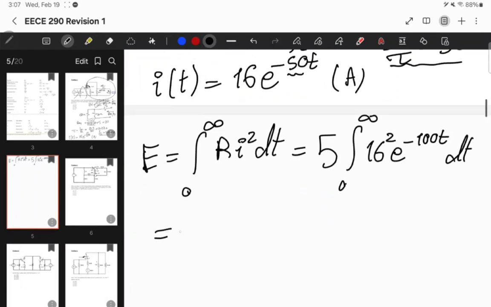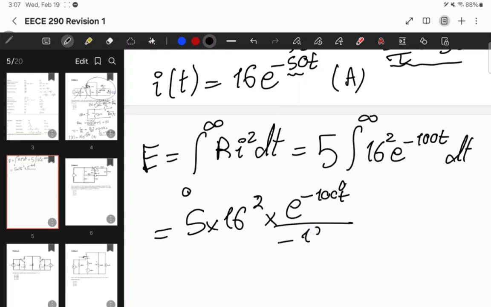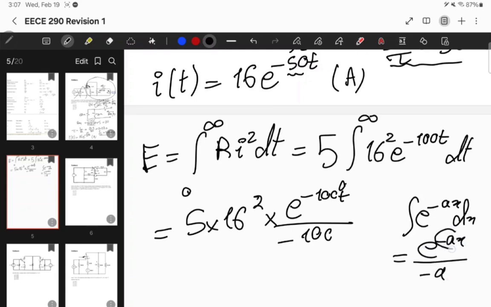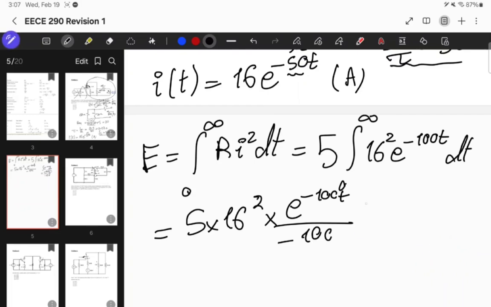The energy is equal to 5 times 16 square, I carry it outside, multiplied by exponential minus 100t over minus 100, because the integral of e power minus ax dx is equal to e power minus ax divided by the coefficient of x, or the derivative in here, which is minus a. So this is our energy taken from time equals 0 to infinity.